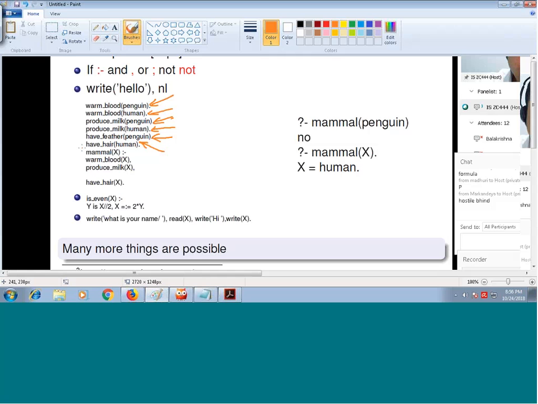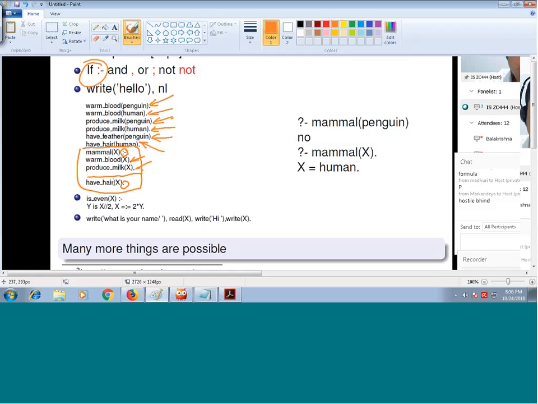Now, this particular thing is a function, and I think the function goes till here. When there is a full stop, it means that it ends. When there is a comma, it means and. These things end one by one. So mammal X: X is a mammal if these things are satisfied. What is satisfied? If X has warm blood, X produces milk and X has hair.